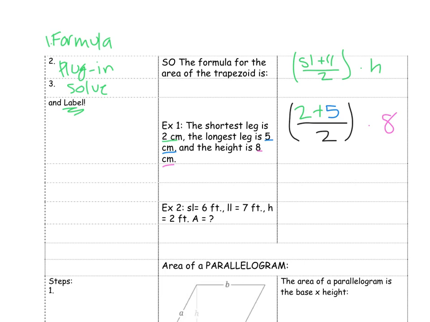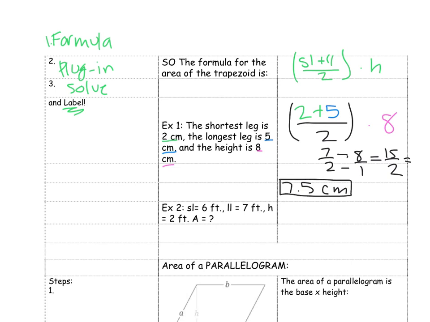So now we solve. So we have 2 plus 5 is 7 halves, and then times 8. And then if you remember from multiplying fractions, we turn this 8 into an improper fraction, and then we can just multiply across. So we have 15 halves, or 7.5 centimeters.